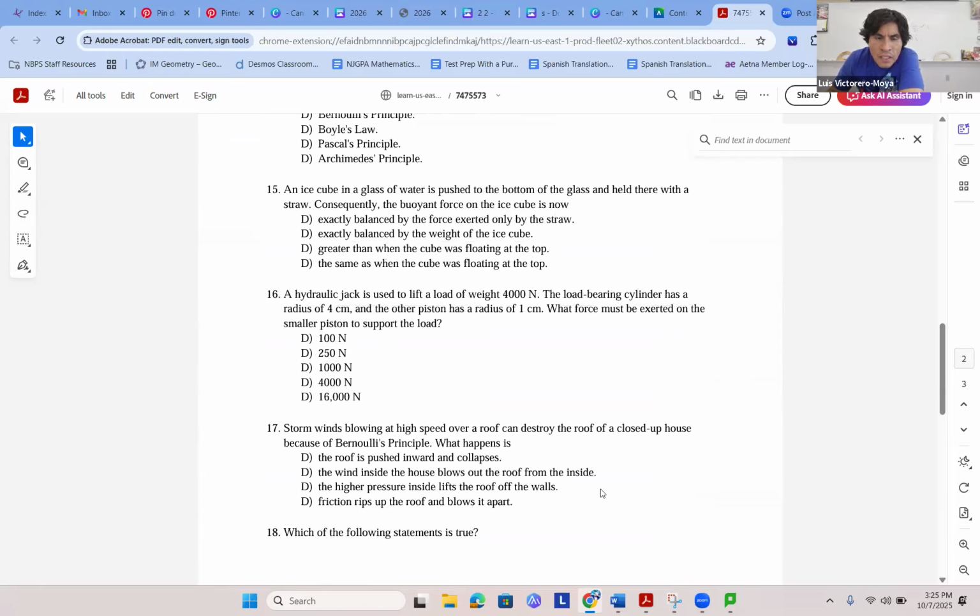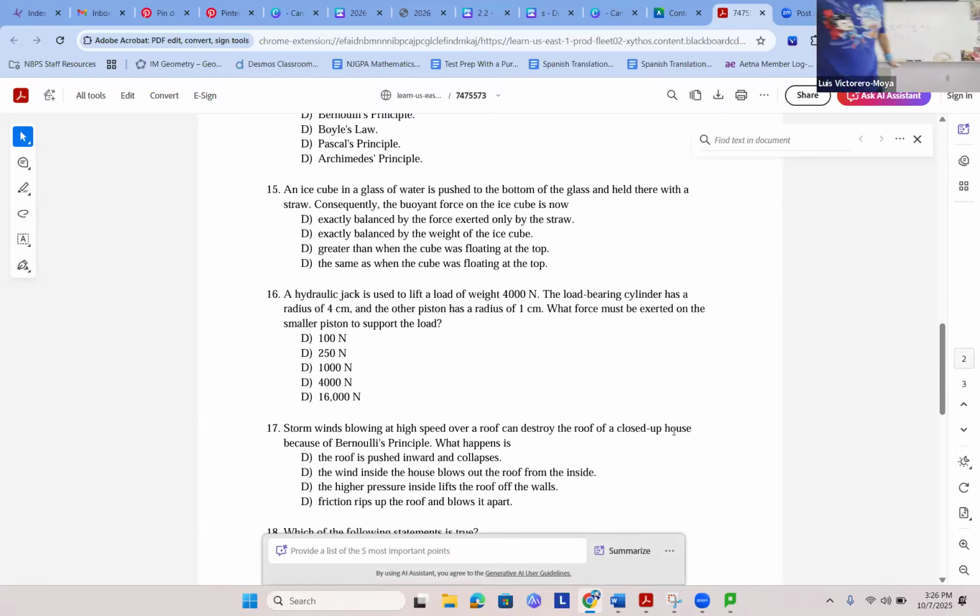And then number 16, that's another, right? A hydraulic jack is used to lift a load of 4,000 newtons. That's basically 4 tons. No, sorry, my bad. 4 tons is 4,000 kilograms. So it's a bit less, it's less than that. The load bearing cylinder has a radius of 4 centimeters, and the piston has, so basically, right, if you press the piston, what force do you exert on the piston? So let's do that. All right, let's do that.